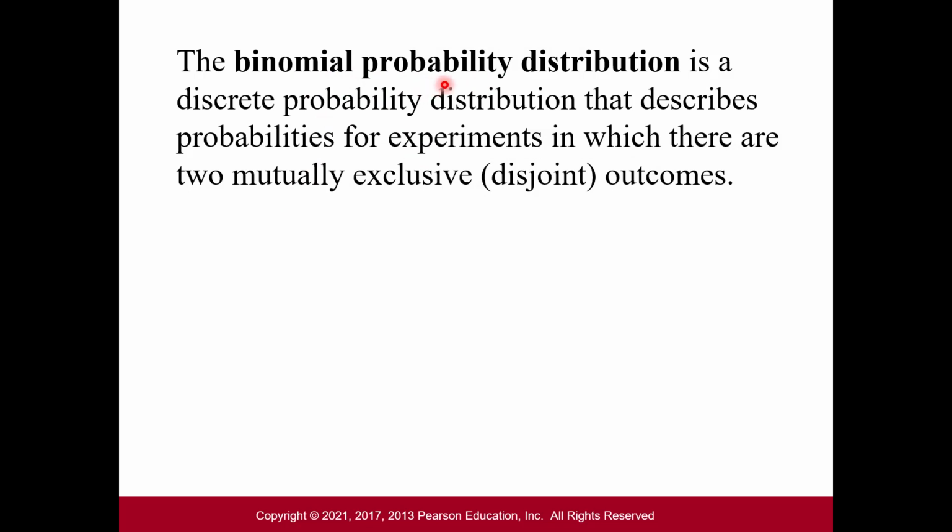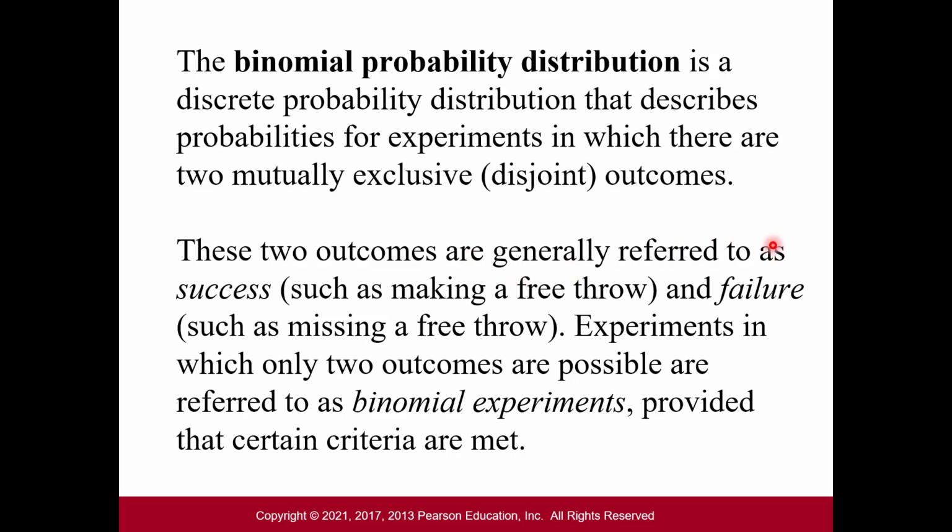So binomial probability distribution is a discrete probability distribution. So real quick, remember discrete, think of it as like counting numbers, that describes probabilities for experiments in which there are two mutually exclusive outcomes, or another way to say that is disjoint outcomes. So these two outcomes are generally referred to as success, such as making a free throw. If you were to shoot the basketball, the success would be making the shot, and then failure would be missing the shot. Experiments in which only two outcomes are possible are referred to as binomial experiments.